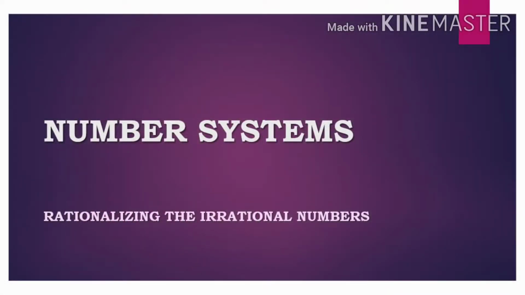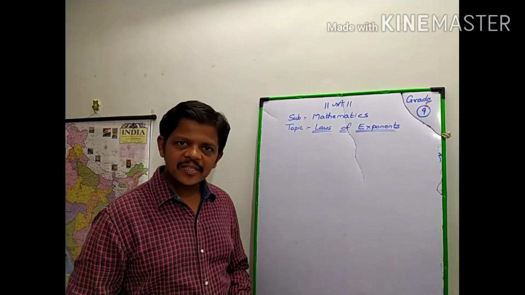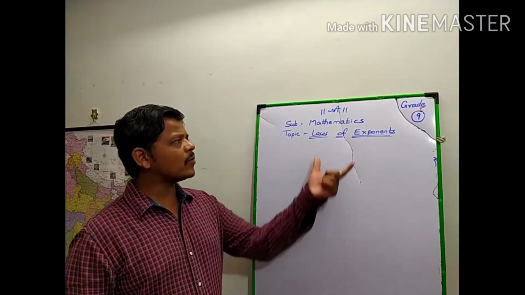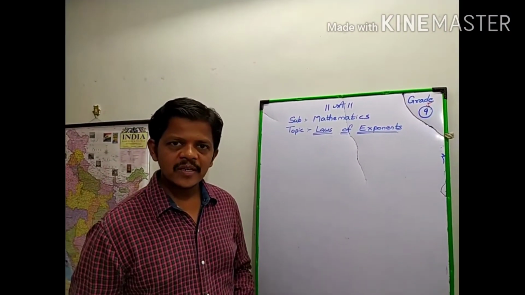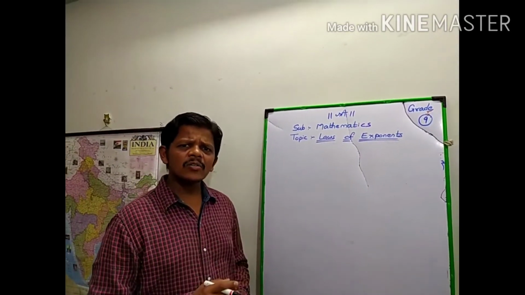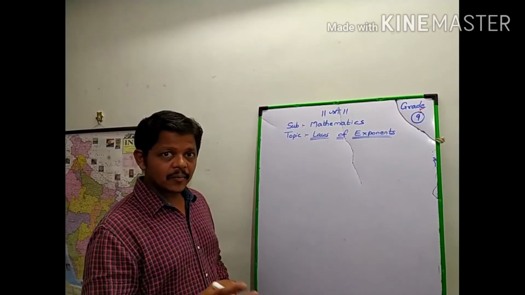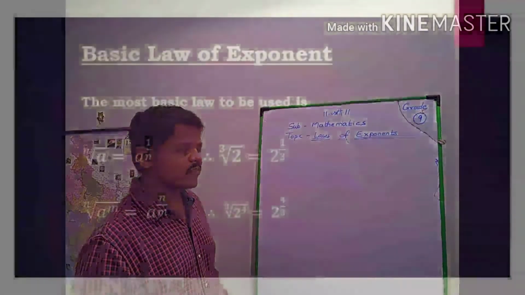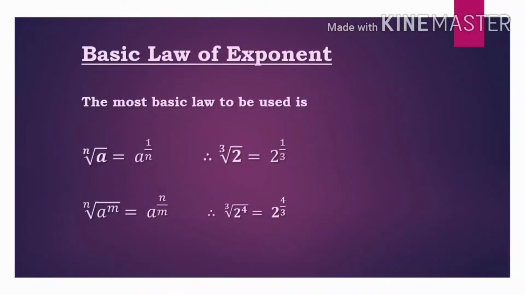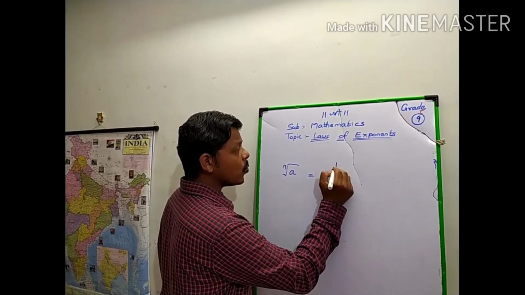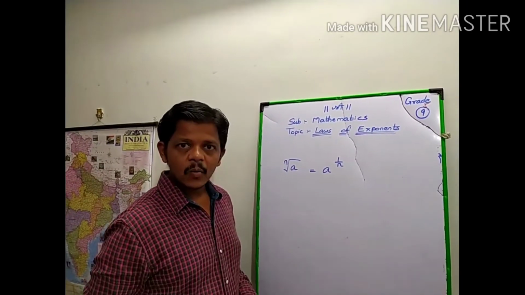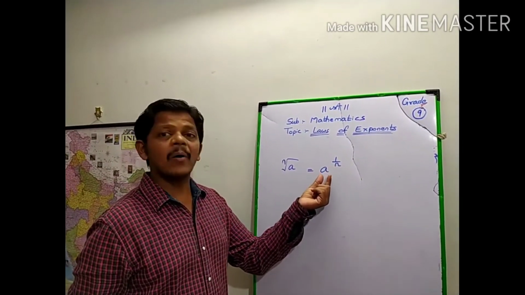So this is the last module for our first chapter, number systems. In this chapter we will be dealing with the laws of exponents. Now dear children, you have already learned the laws of exponents in grade 8, but in this chapter the most important law which we are going to see, as you can see on your screens also, is the nth root of a. It's very important. The nth root of a would be a raised to 1 upon n. That becomes the fraction. This becomes the fractional power of a.